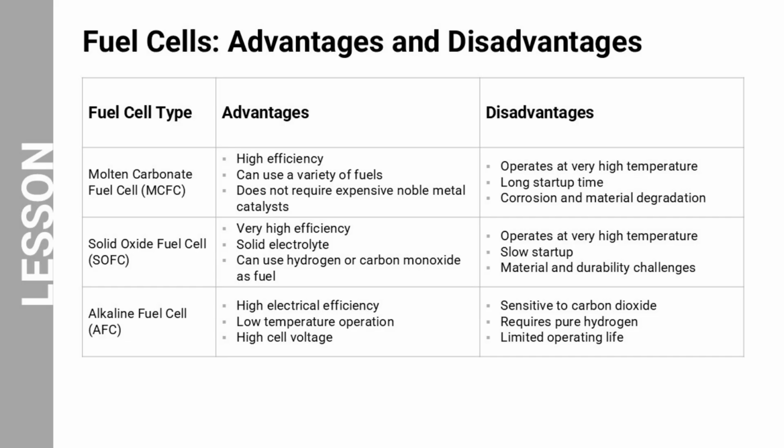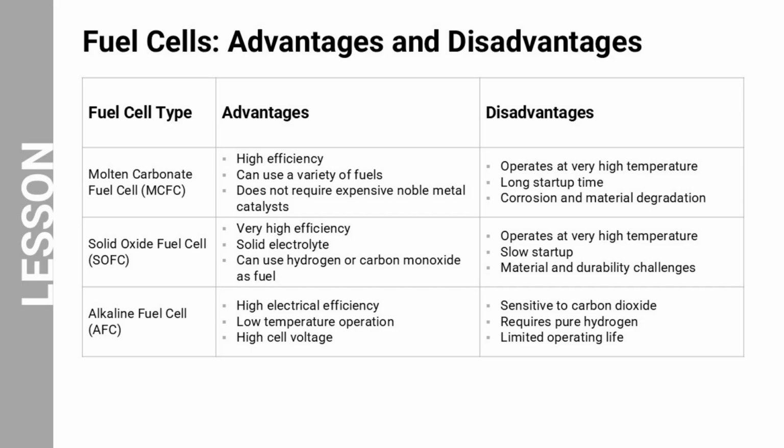Now let's look at solid oxide fuel cells. They are highly efficient and use a solid electrolyte. They can operate using hydrogen or carbon monoxide as fuel. Because they operate at very high temperatures and start slowly, they are better suited for stationary applications rather than quick start systems.